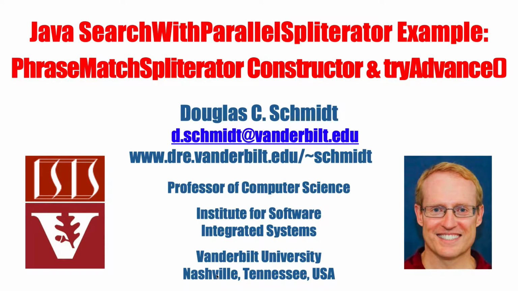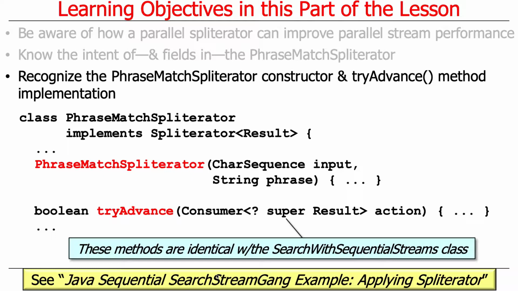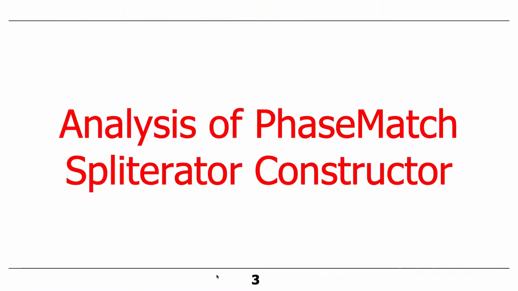So now that we've talked about the fields and the overall purpose of the PhraseMatchSpliterator, let's talk about its constructor and its tryAdvance method. This will also be a recap, so I'll go through it quickly. I could have just directed you back to the earlier video, but it would have been cumbersome to go back and try to find them in the many videos we've done so far.